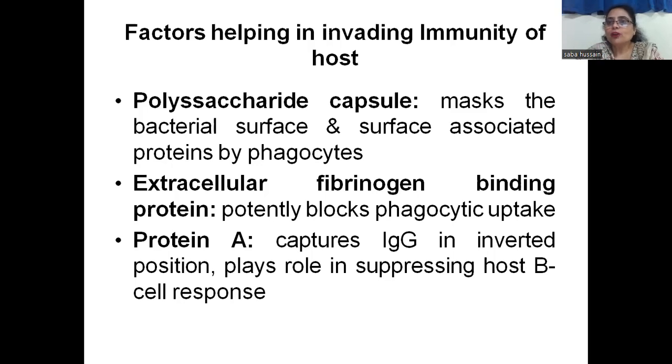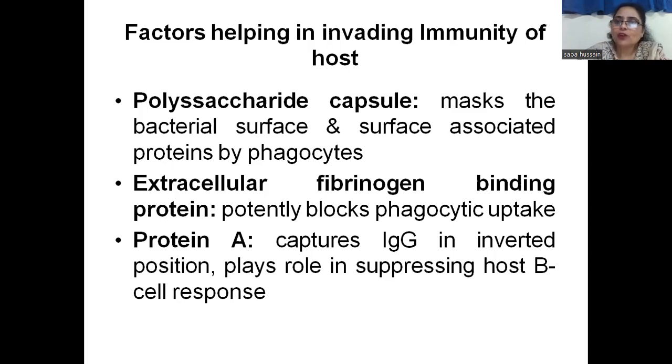Then there is one more protein, protein A, and this protein A fools the acquired immunity by capturing immunoglobulin G in inverted position and thus suppresses the B cell response. So what are B cells? What is acquired immunity? What is immunoglobulin G? If you want to know all of this, you can go and subscribe to my channel and find it in different videos.